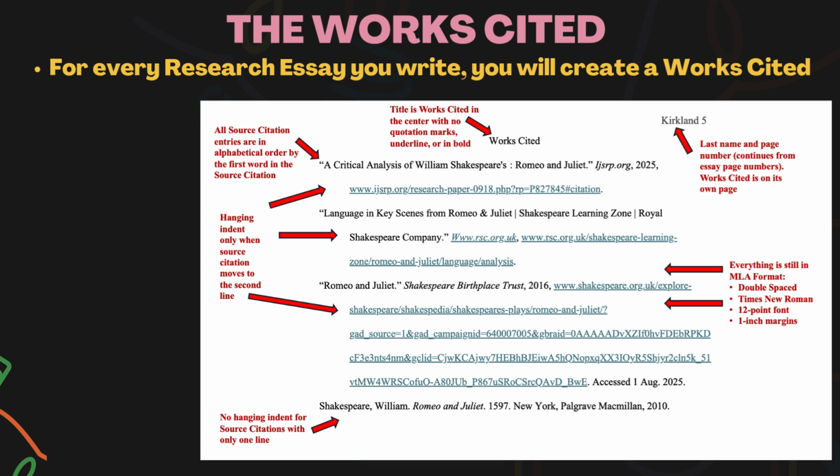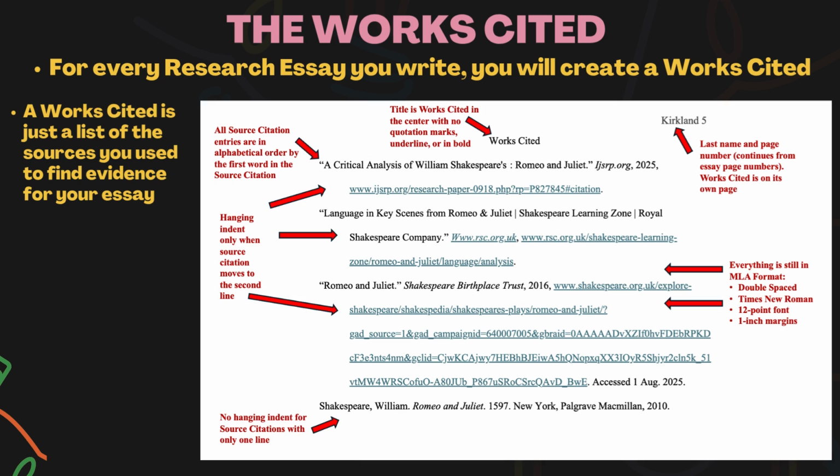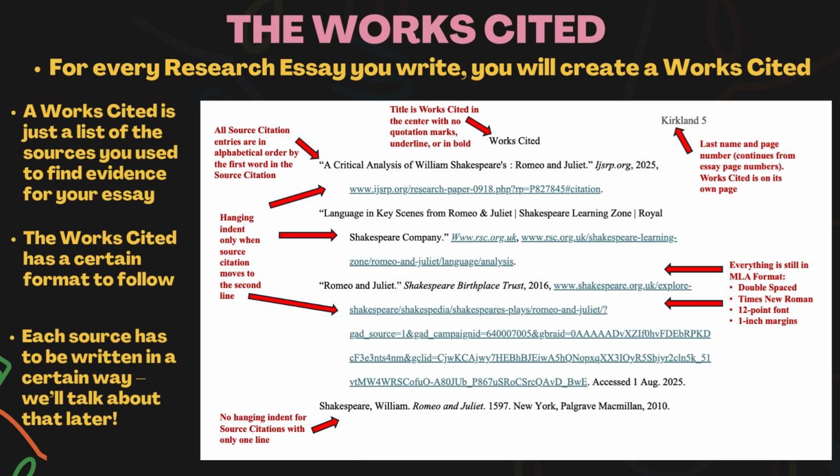Every source where you find evidence for your essay will be documented on what is called the works cited. So you know that the works cited is simply a list of all the sources you used in your essay. The part that takes a little work is that the works cited has to be in a certain format, and each source citation also has to be written a certain way, but we'll talk about source citations next. Check out the image of the works cited page here, and you can see the different formatting rules in red.